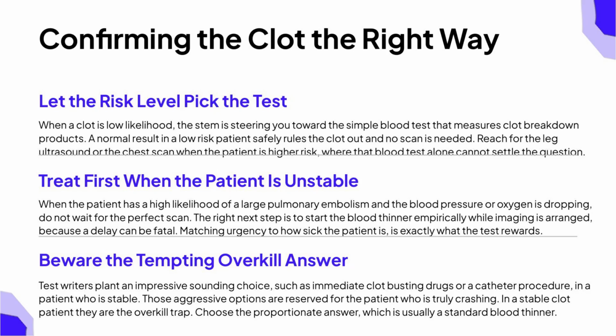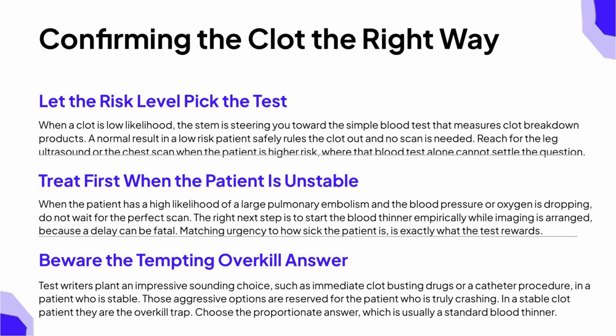Second, treat first when the patient is unstable. If the patient is high likelihood for a large pulmonary embolism and the blood pressure or oxygen is sliding, do not wait for the perfect picture. Start the blood thinner empirically while imaging is arranged, because the delay can kill.